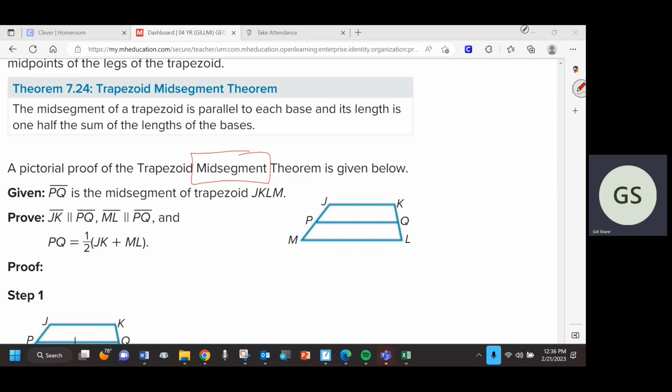So it's parallel to the other lines. So that's one thing. I didn't even mention that in the other classes. Parallel to the other lines. It is created using the midpoints of the legs.